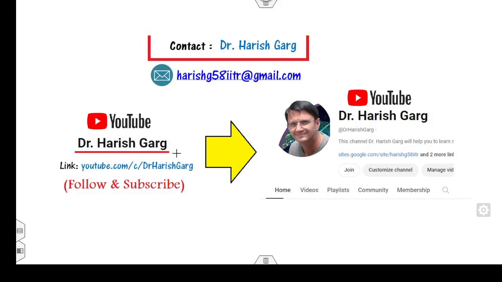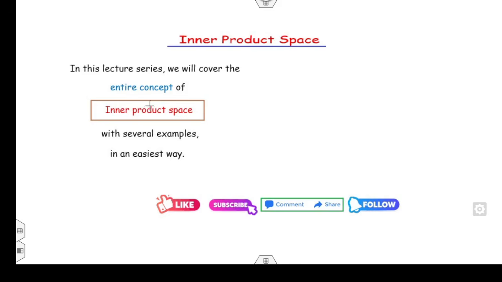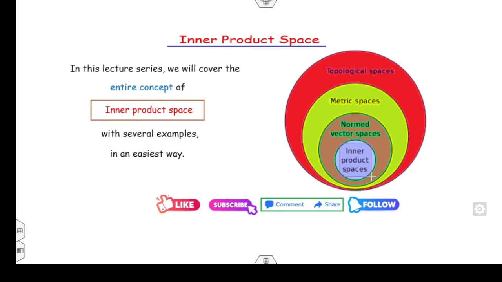First of all, what will we cover in this lecture series? We will cover the entire concept of the inner product space. We will explain the various terms used to define the inner product space with the help of various examples in one of the easiest ways. Once we cover the concept of the inner product space, we will define the concept of the normed vector space. Later on, we will define the metric space, and finally, we will end with the topological space. That's the objective of this complete lecture series.